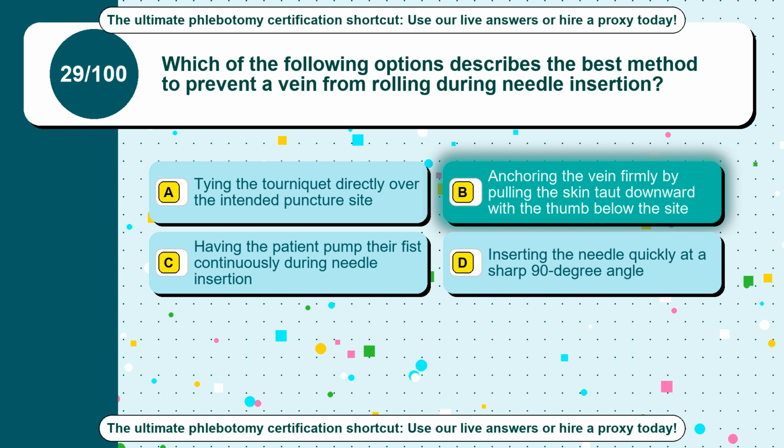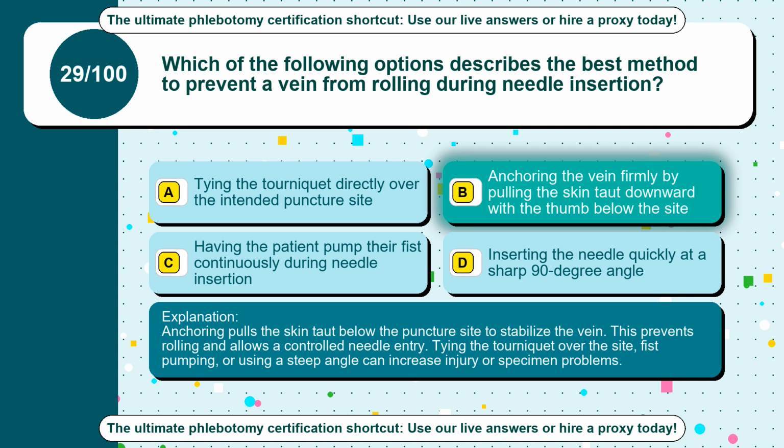Anchoring the vein firmly by pulling the skin taut downward with the thumb below the site. Anchoring pulls the skin taut below the puncture site to stabilize the vein. This prevents rolling and allows a controlled needle entry. Tying the tourniquet over the site, fist pumping, or using a steep angle can increase injury or specimen problems.